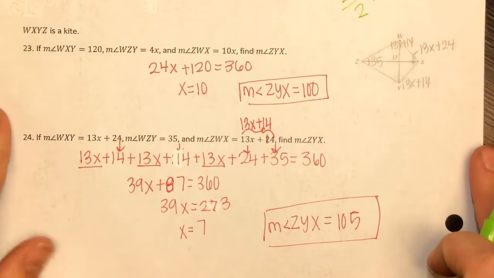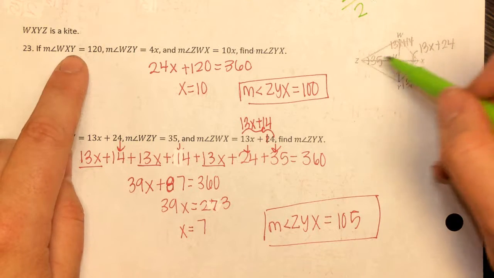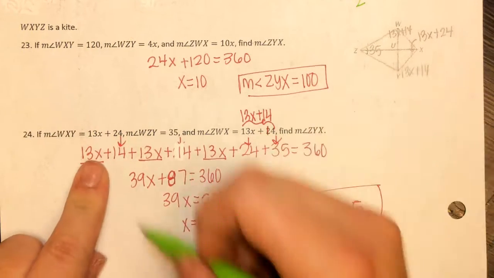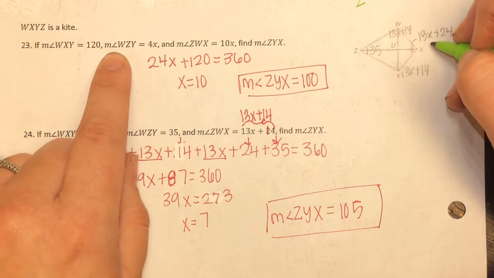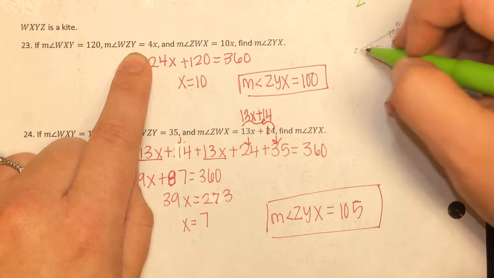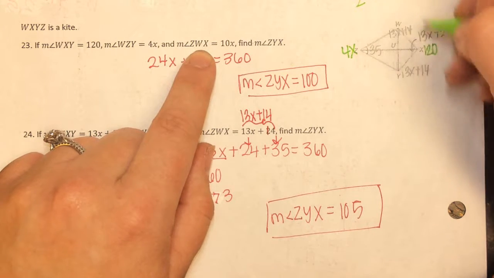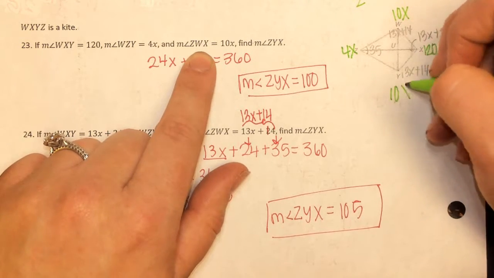Okay, the last two, we have a kite. So the measure of angle WXY, I haven't plugged in. Right now 24's numbers are plugged in, so I'll write 23's in green. This is 120. WZY is going to be 4x, and ZWX, which is this one, is going to be 10x. But remember, if this is 10x, so is this.